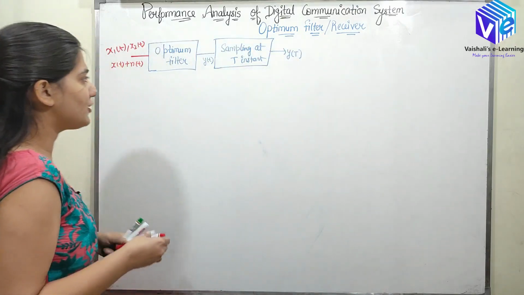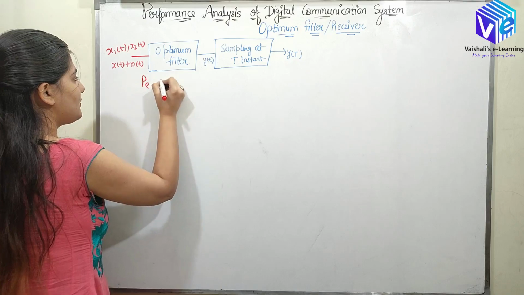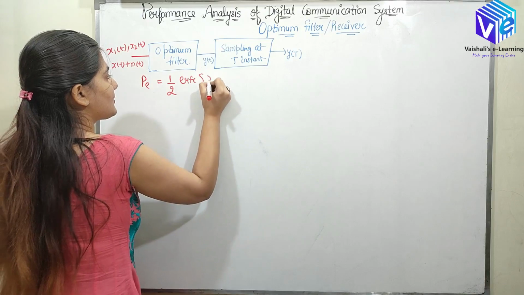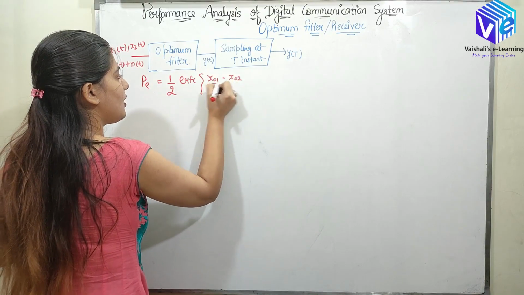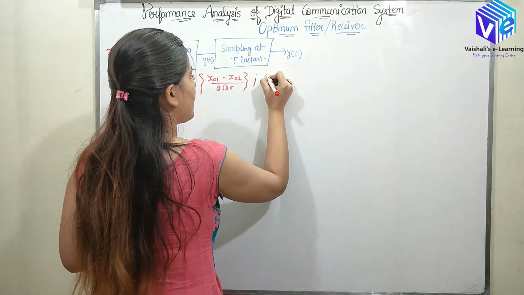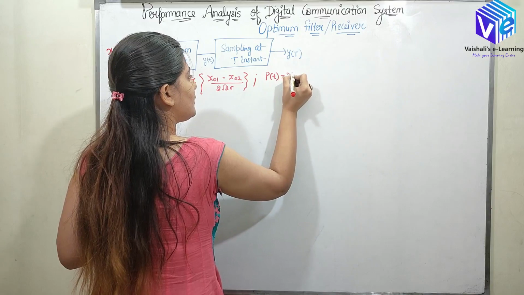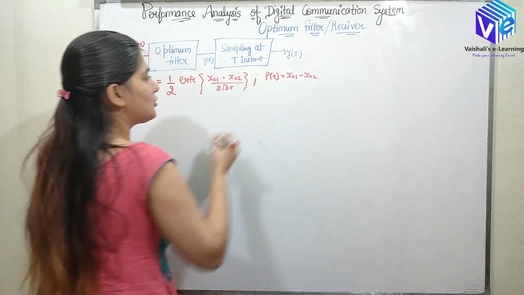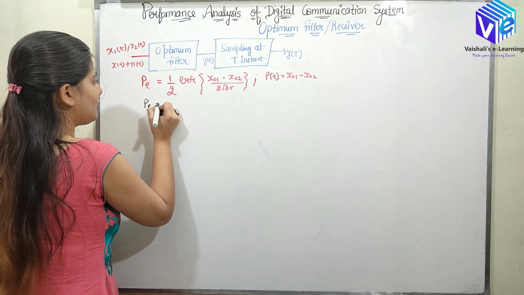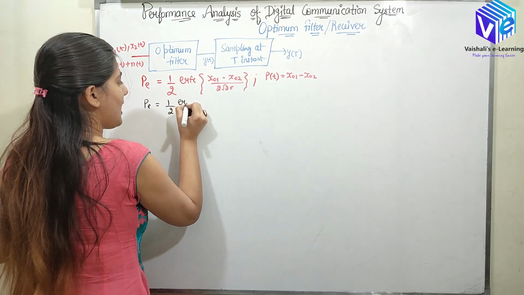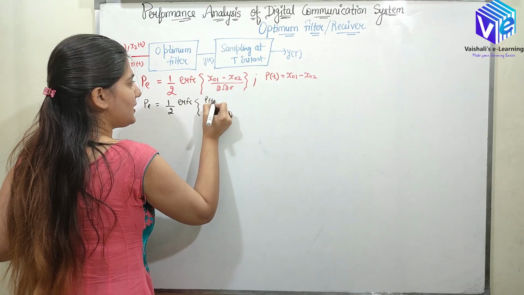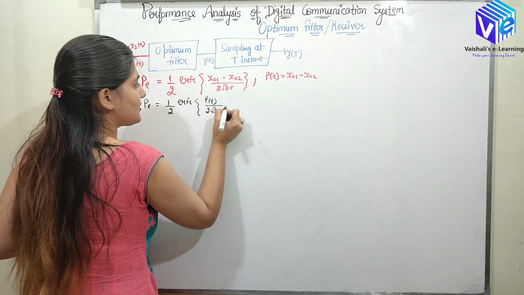In my previous video I already told about the probability of error of the optimum filter, which was equal to 1 by 2 erf of (x01 minus x02) upon 2 root 2 sigma. So this was the probability of error. Now I am denoting Pt equal to x01 minus x02, replacing it in the probability of error. So the probability of error is equal to 1 by 2 erf of Pt upon 2 root 2 sigma.